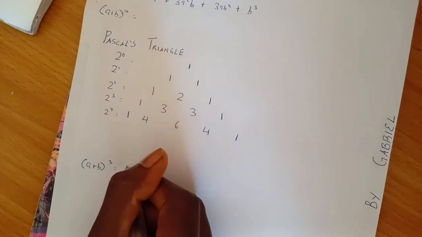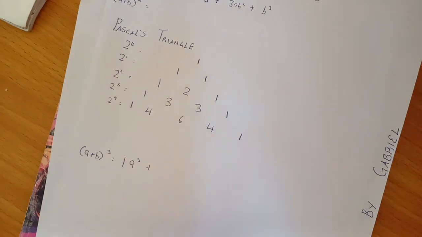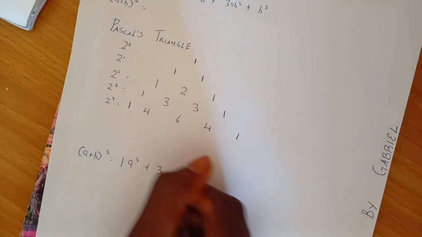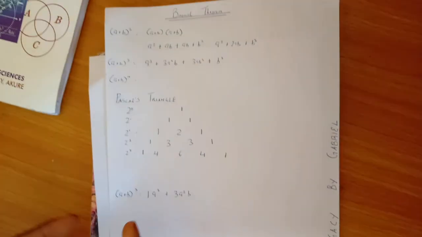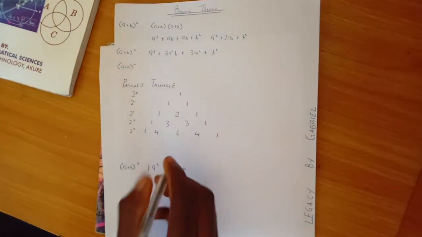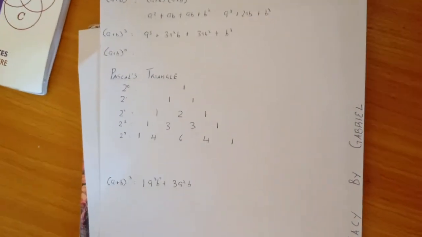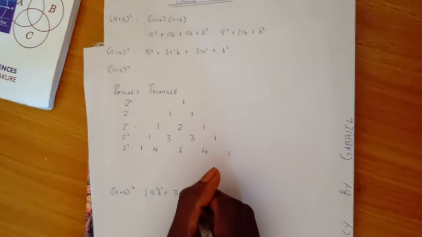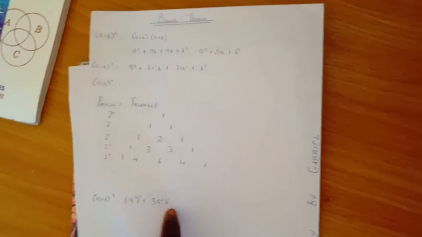So we have 1a cube, or it's also written as a cube. We have 3a squared b. Look at the pattern in this. a is reducing, b is increasing, because from this we have b raised to the power of 0, and we know naturally that a raised to the power of 0 is 1. For the next one here we have b raised to the power of 1. a is reducing, b is increasing.